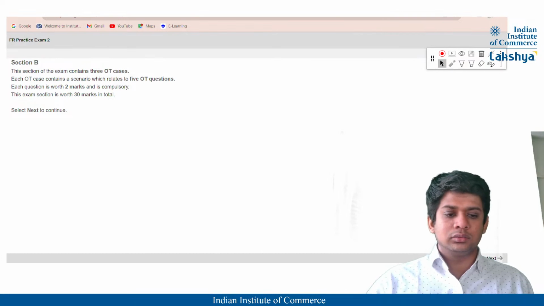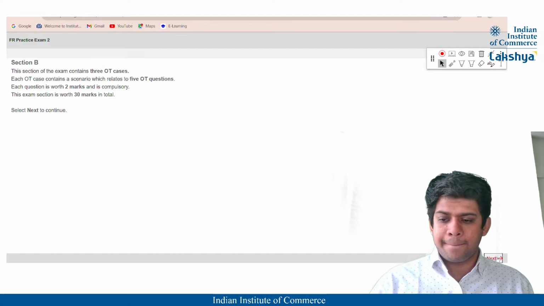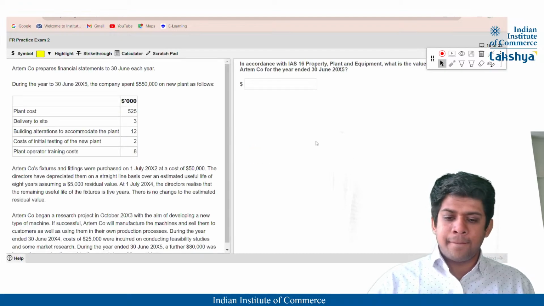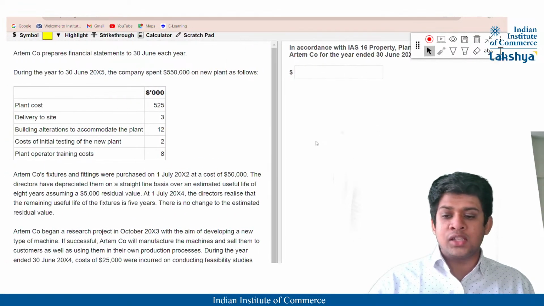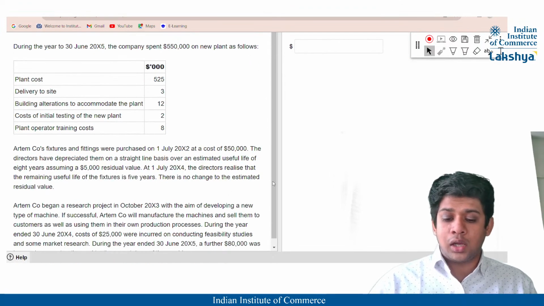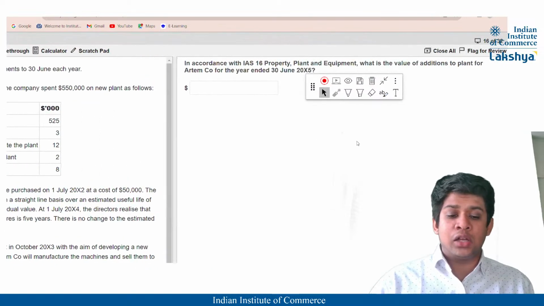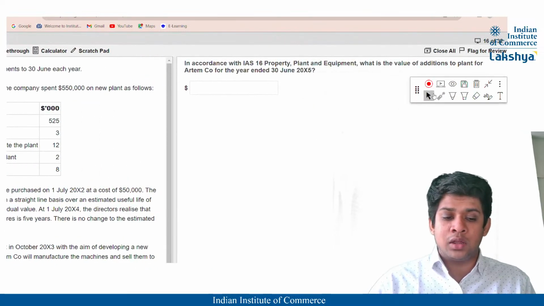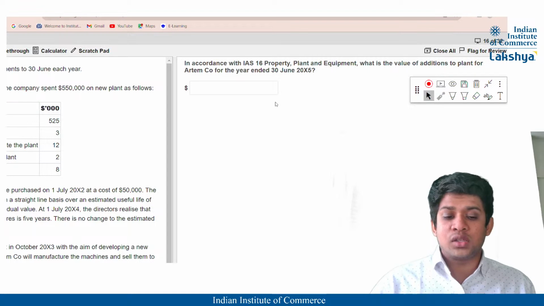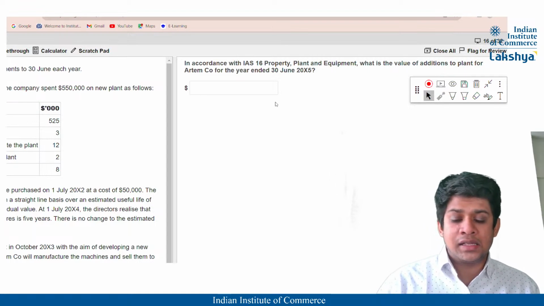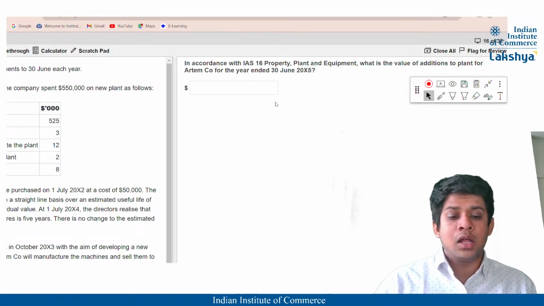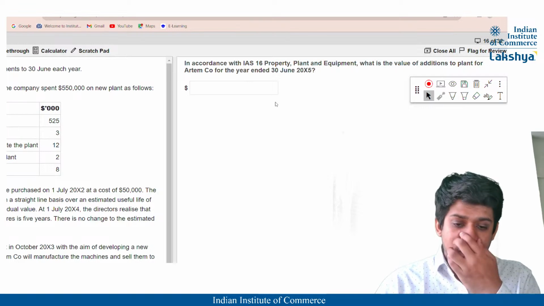Okay, guys, let us start with section B questions. So in section B questions, guys, you will be given a big scenario. You can see the scenario on the left hand side, and based on this scenario, you will be having 5 questions to deal with. So the first question is, in accordance with IAS 16 property, plant and equipment, what is the value of additions to plant for Artem Company for the year ended 30th June 2015?